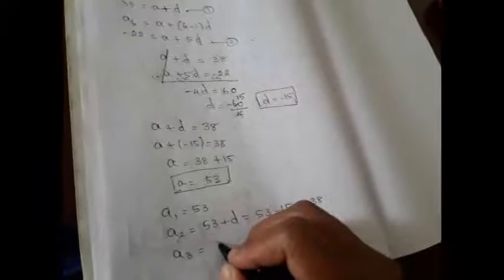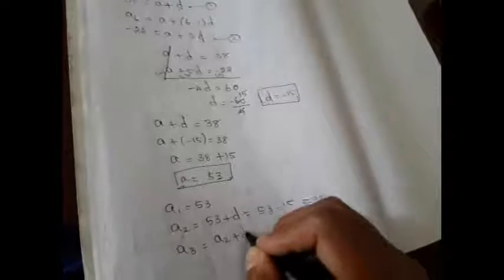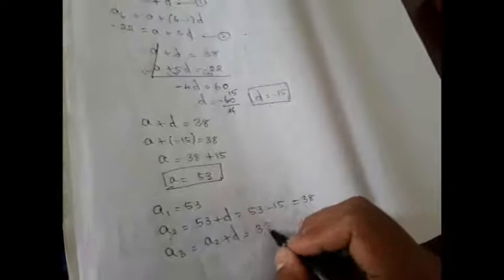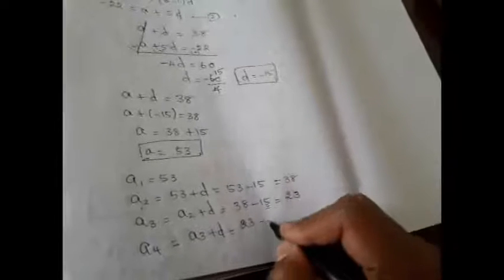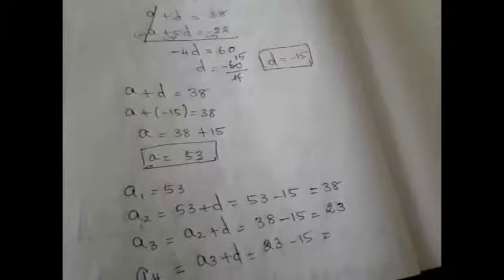Now next A3 is going to be A2 plus D. What is your A2? 38 plus D is 15. What is 38 minus 15? 8 minus 5 is 3. 3 minus 1 is 2. 23. Now your A4 is going to be A3 plus D. A3 is 23 minus 15. What is 23 minus 15? 23 minus 15 is going to be 8, right?